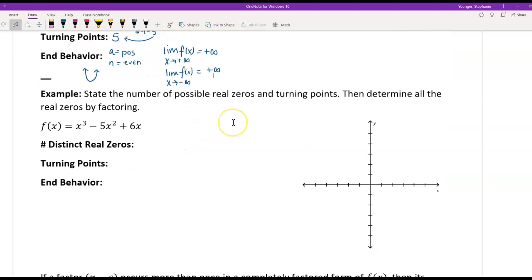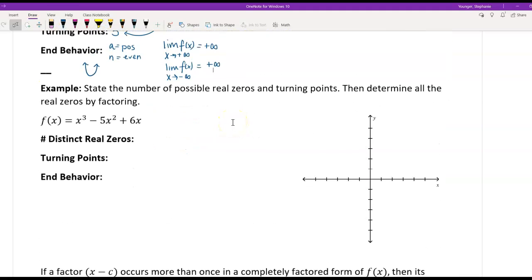All right, let's take a look at the next example. State the number of possible zeros and turning points. Determine the real zeros by factoring. So we're doing an extra little bit right here: the number of real zeros by factoring.